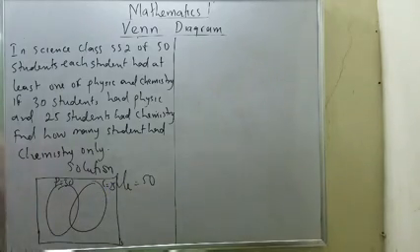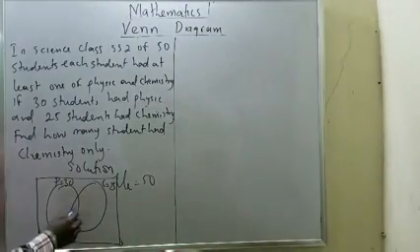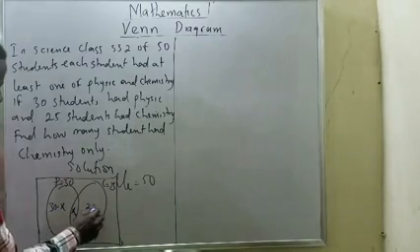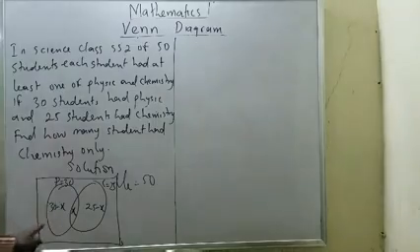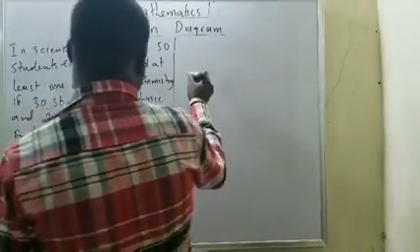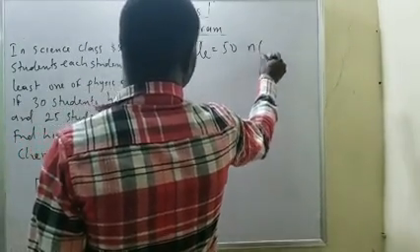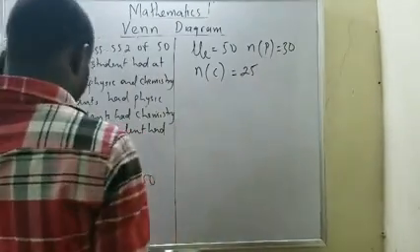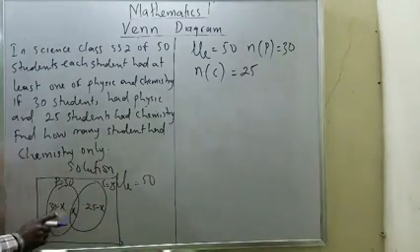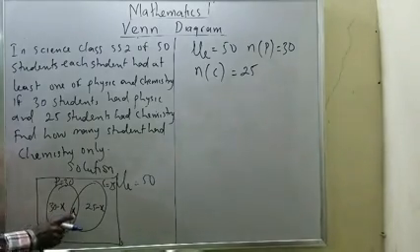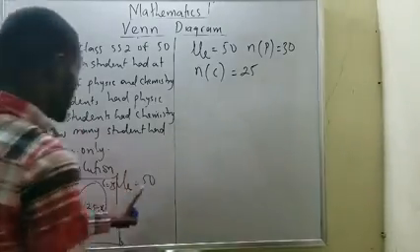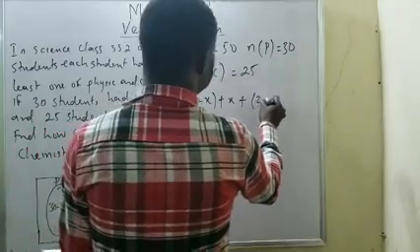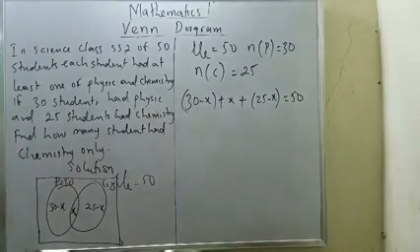The number of students offering both subjects is not given, so we call it X, the unknown. Physics only is 30 minus X, and chemistry only is 25 minus X. To get X, don't forget that the universal set is 50, the cardinality of physics is 30, and the cardinality of chemistry is 25. I will add up everything: physics only, the intersection, and chemistry only, and it equals the universal set. So 30 minus X plus X plus 25 minus X equals 50.